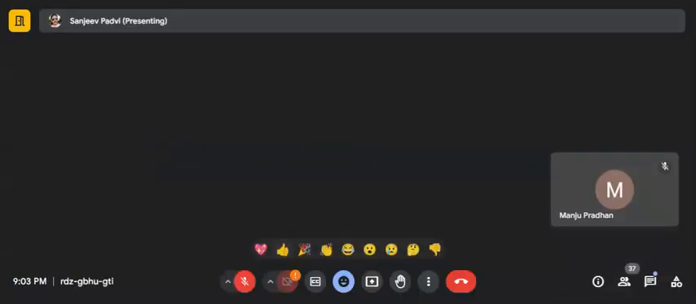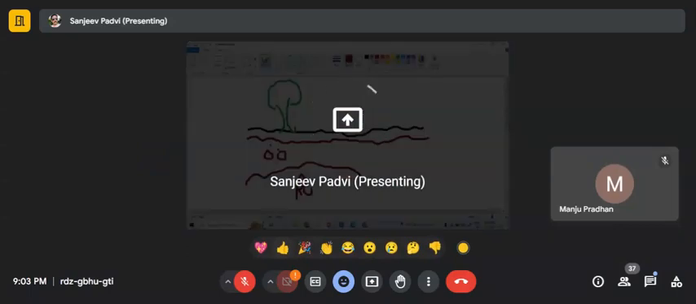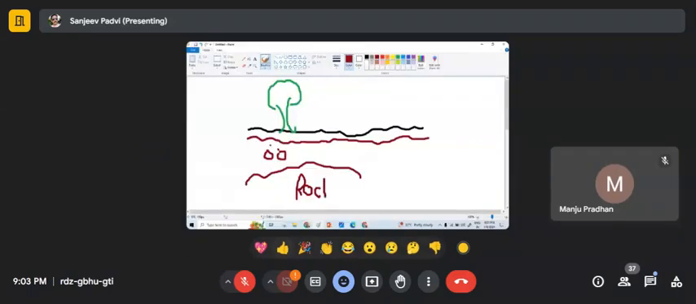Then there are the rocks. This is called a bed rock or a parent rock. Sometimes this rock comes out of the surface like this. It is seen above the surface. So this part is called a rock outcrop. Is the point understood?